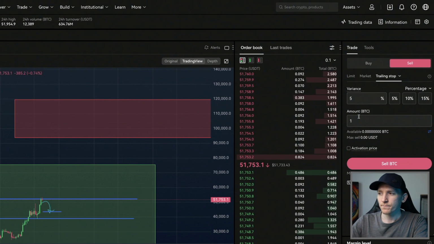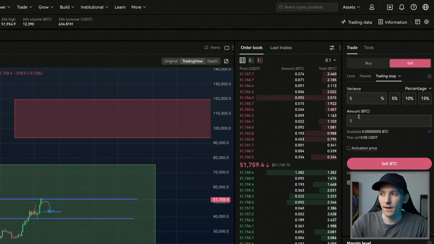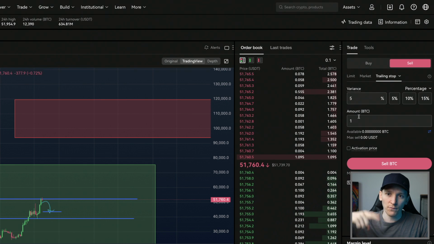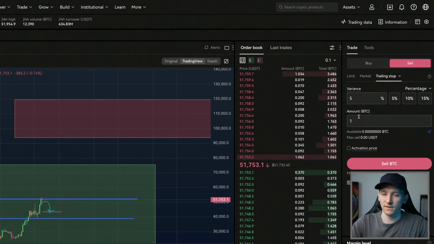Now, again, Bitcoin, crypto, extremely volatile. And so it's going to trade pretty quickly. A 5% move isn't really a big move in BTC. But if you want to trail your order, maybe hope to get some potential upside, you can use a trailing stop.